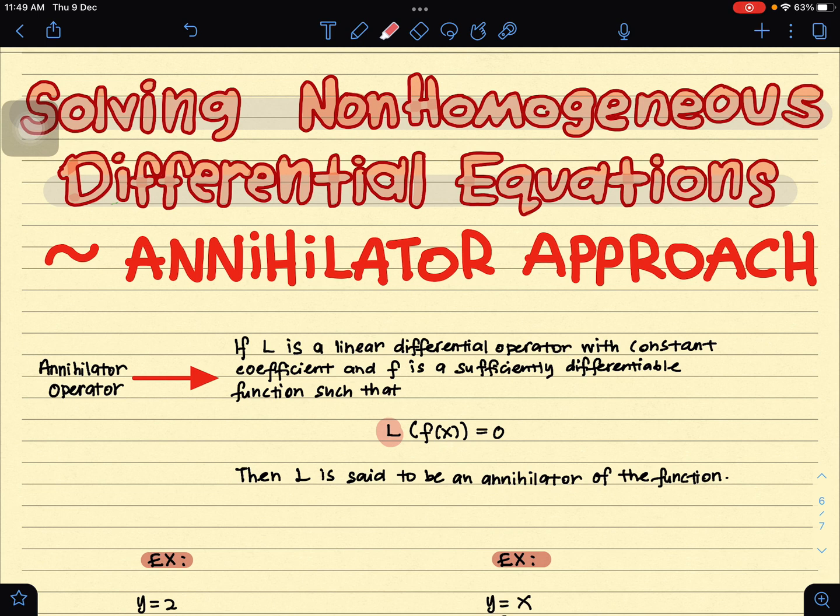Before we go further about the annihilator of the function, we will first see what the differential operator is. The differential operator is in the form of D, where D means d/dx, the derivative with respect to x, that is, the derivative of any function. If you want to find dy/dx, it is actually the derivative of y with respect to x. If we want to write it in the form of a differential operator, it will be Dy. So this is called a differential operator, where the capital D means the derivative of a function with respect to x, or with respect to the independent variable.